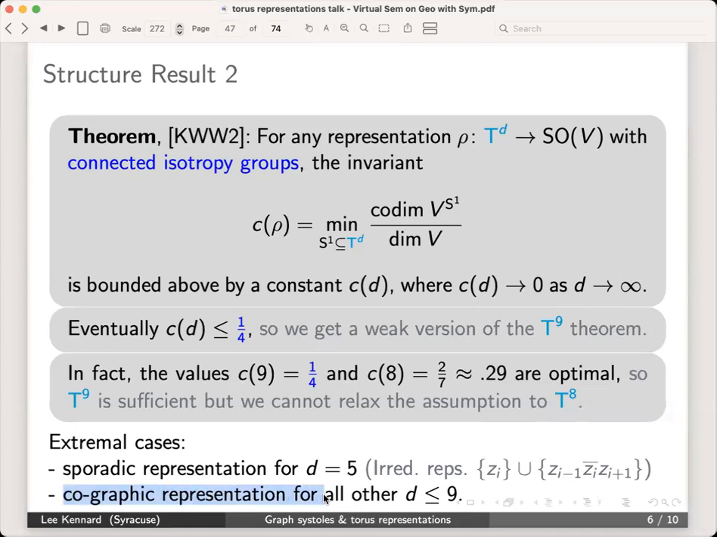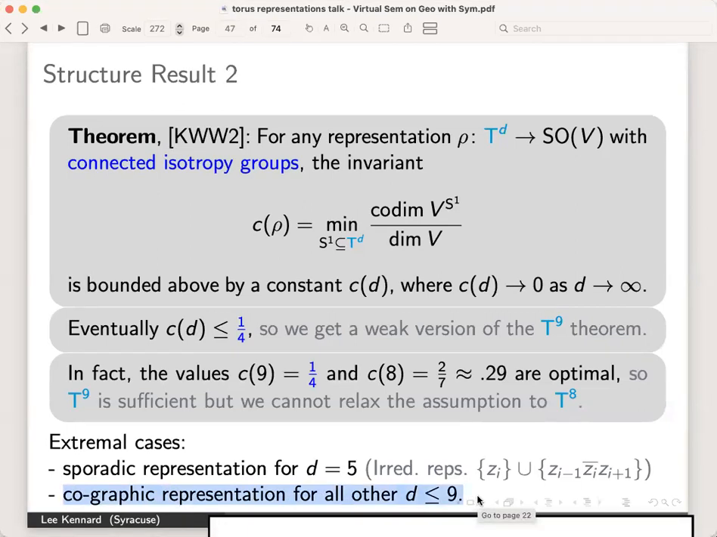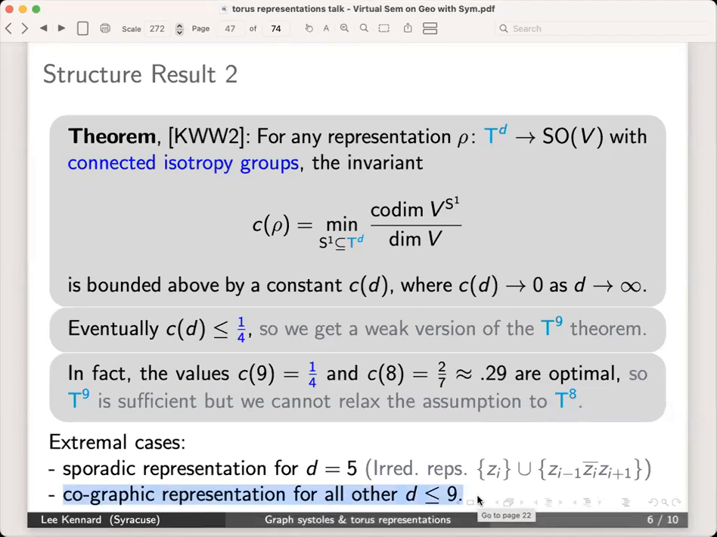The other really extremal case, aside from that one sporadic representation, is the cographic representations that I defined on the last slide. So I want to spend the next slide talking about those.